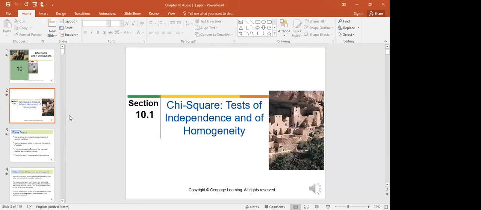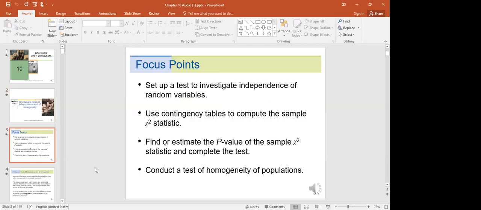So the chi-square test and the F distributions are similar in the sense that they are based on degrees of freedom. We will use the chi-square test to test for independence and homogeneity, and we will use the F distribution to test for variance and for analysis of variance, which is also called ANOVA.